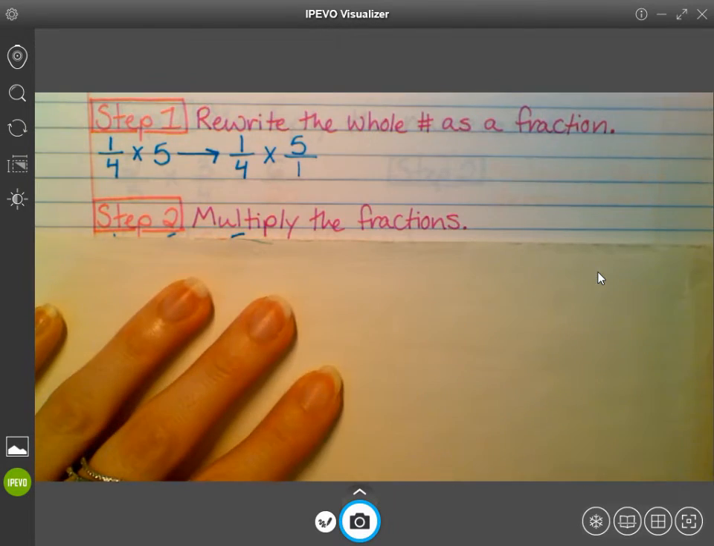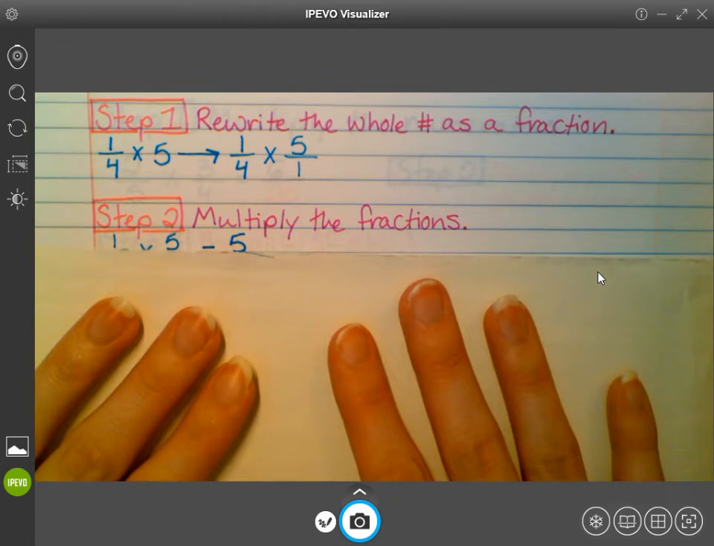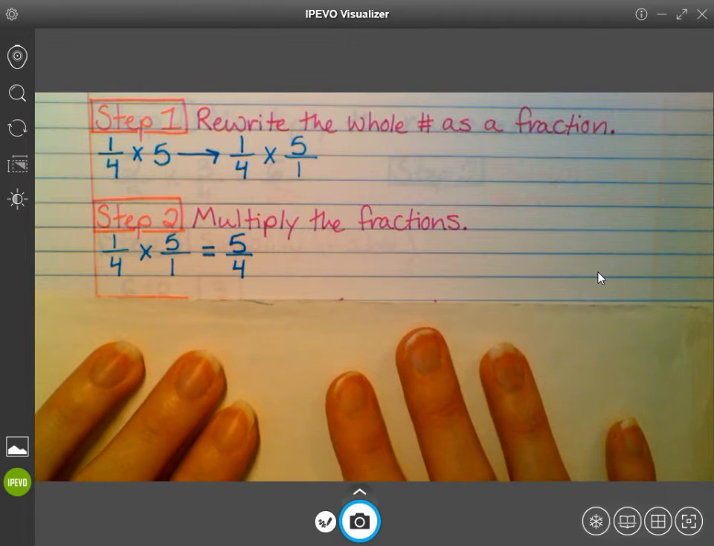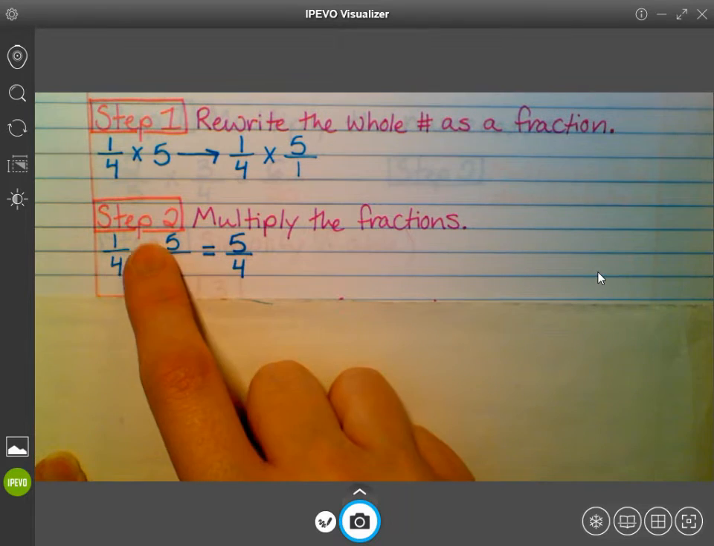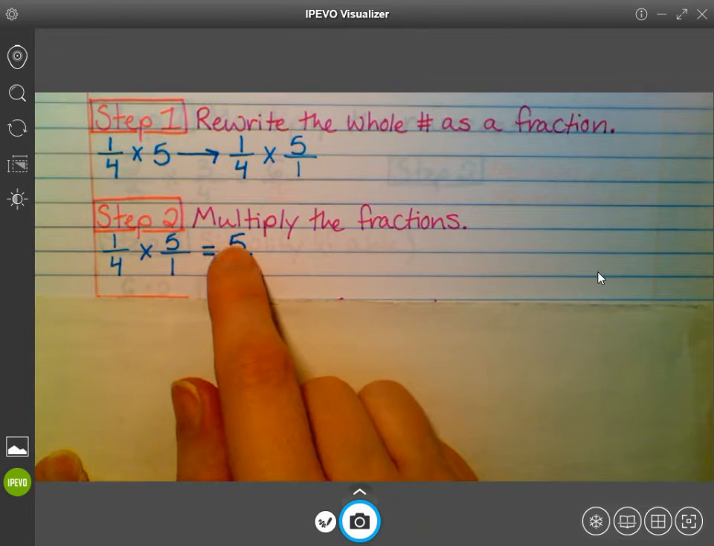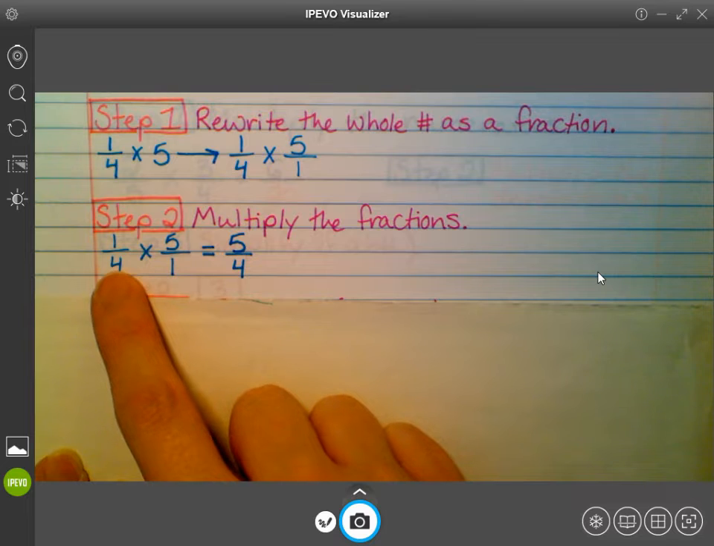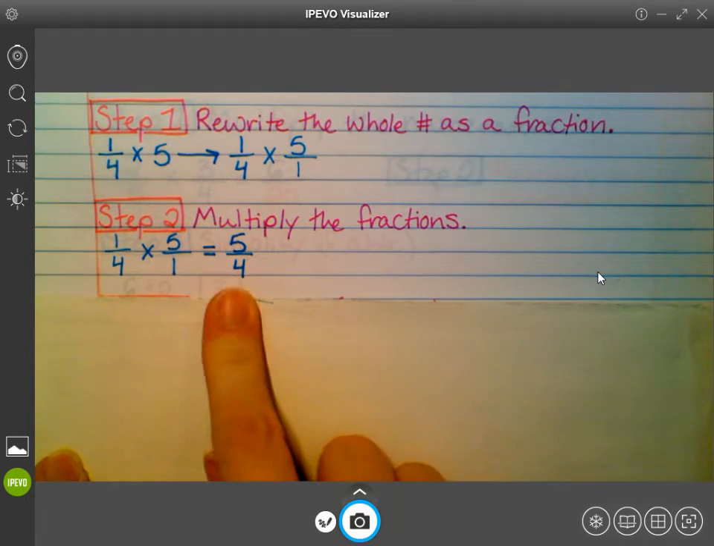So, what do I mean when I say multiply the fractions? This is what I mean. All that you do is you multiply across. So, you multiply the numerators. 1 times 5 equals 5. And then you multiply the denominators. 4 times 1 equals 4.